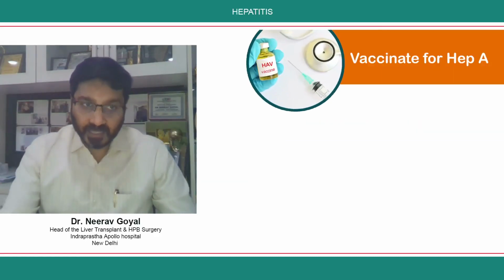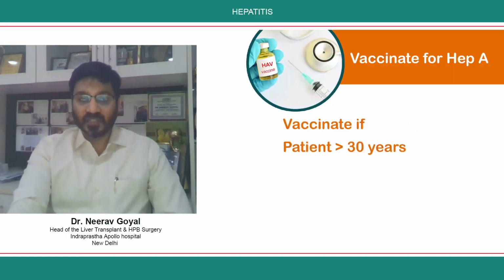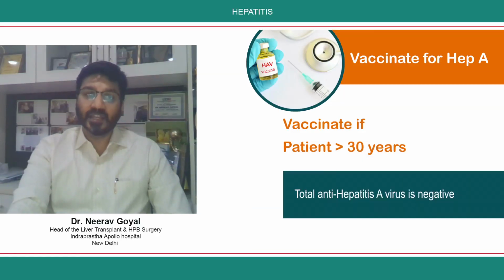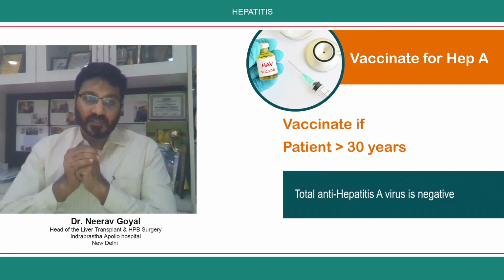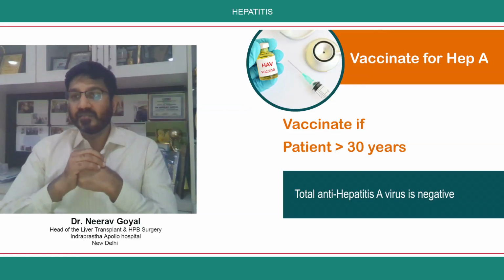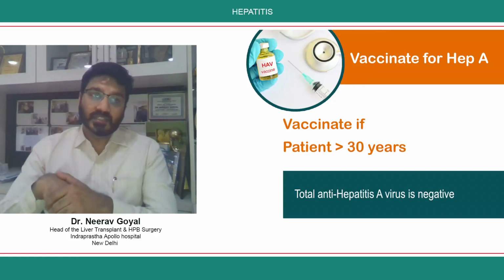For HAV infection, in patients more than 30 years, a total anti-hepatitis A virus should be evaluated, and if it is negative, one can vaccinate for hepatitis A.